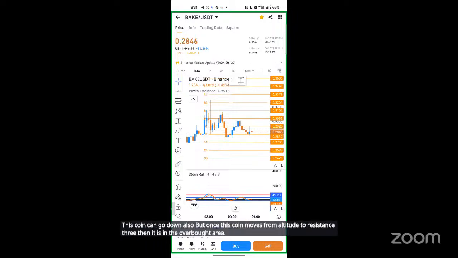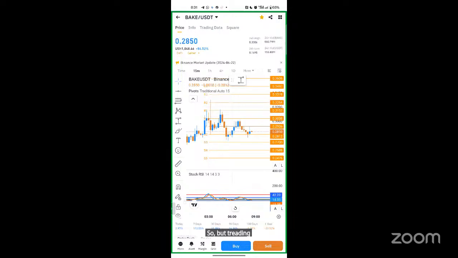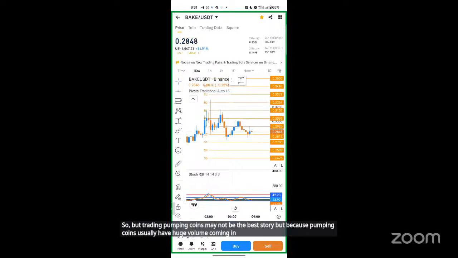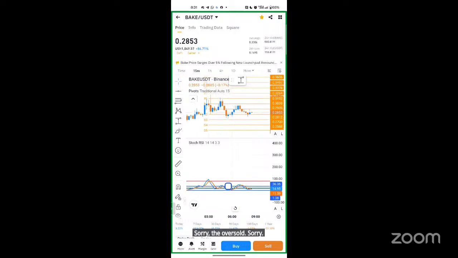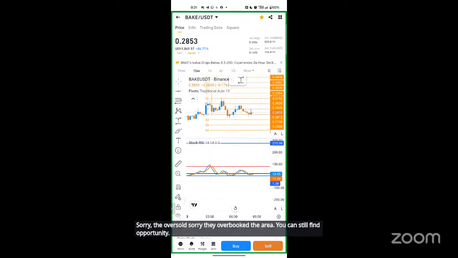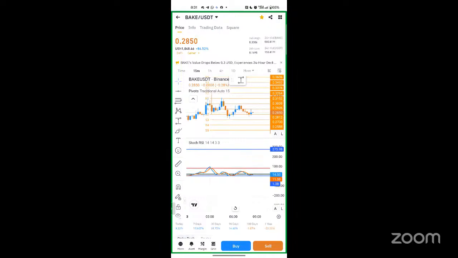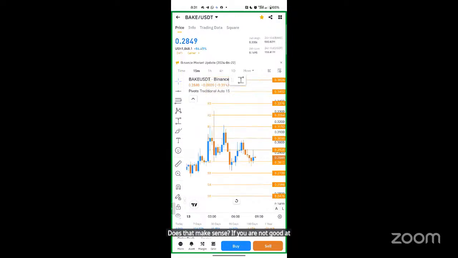But trading pumping coins may not be the best strategy. Because pumping coins usually have huge volume coming in, if you use your stochastic RSI well, you can still find opportunity, as long as you are not in the overbought area. Sorry, the oversold area. Sorry, the overbought area. Does that make sense?